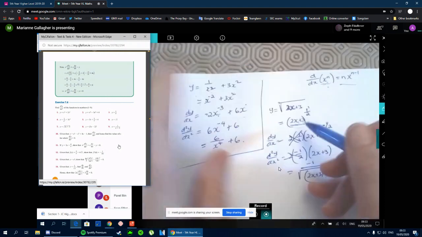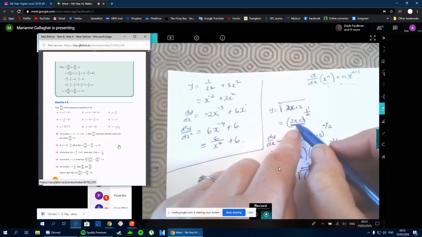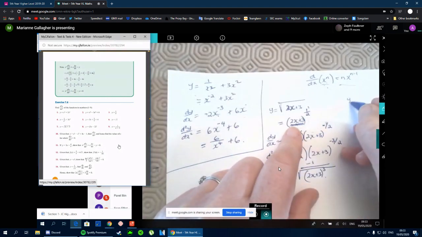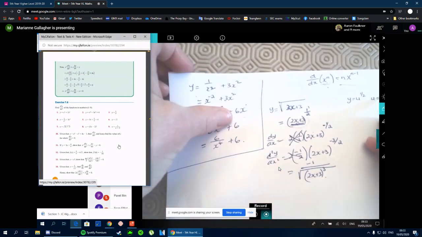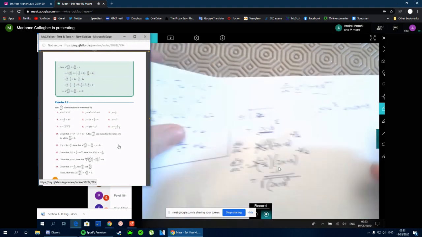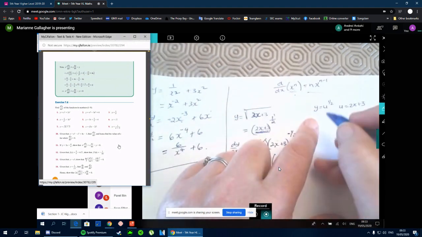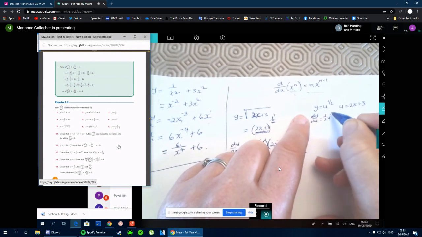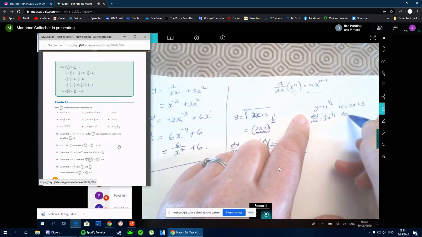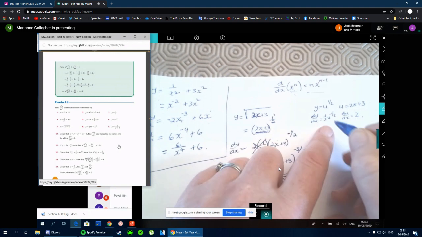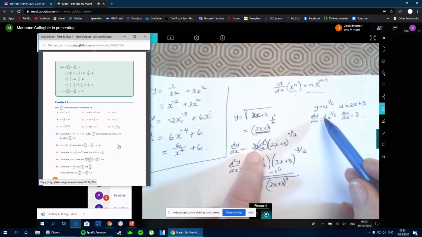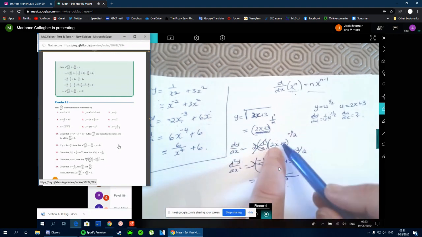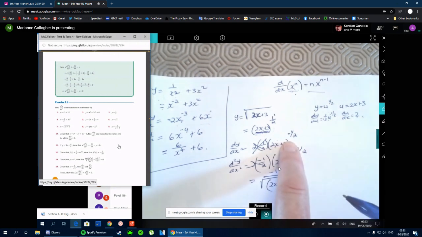Okay, because this is not plain x, it's basically y is u to the power of a half, and u is equal to 2x plus 3. So I have to do dy/du, which is a half u to the minus a half, and then du/dx is 2. So that's 2, that's the half, and u is 2x plus 3, to the minus a half.